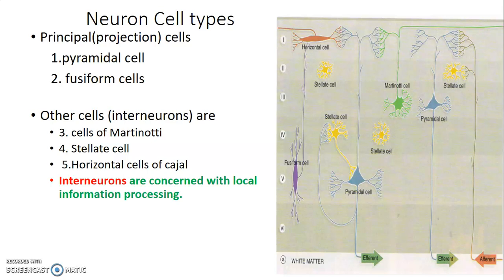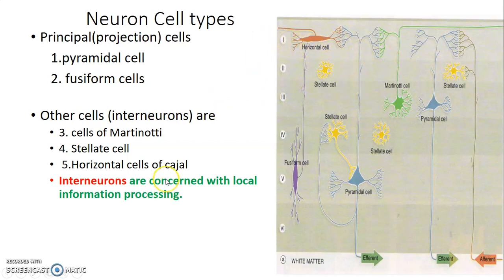But we also have other cells within the cerebral cortex. They are called the interneurons. Okay, so these help communication between adjacent pyramidal and adjacent fusiform neurons. So we have cells of Martinotti. Okay, as you can see the green here, this is cell of Martinotti. Then you have the stellate cells. This is the stellate cell. It looks star-shaped. Then you have the horizontal cells of Cajal, which are usually in the superficial layer of the cerebral cortex. So these interneurons, they are just concerned with local processing of information, but the principal neurons aid in projection. The pyramidal and the fusiform are the projection fibers.